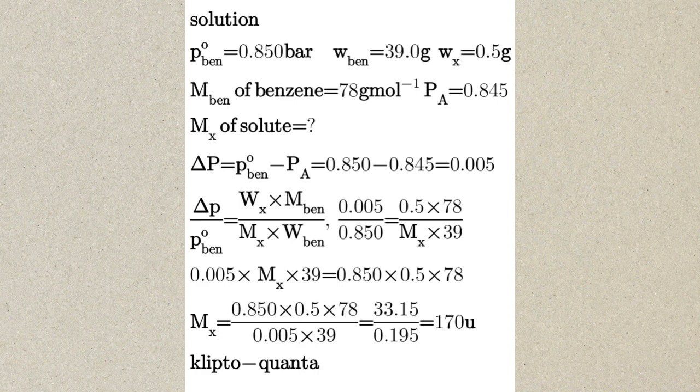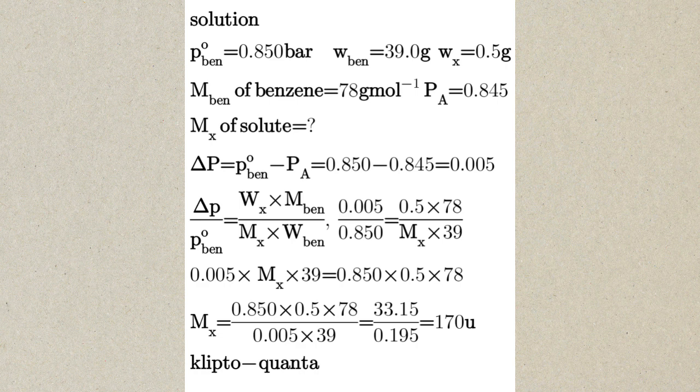That's the lowering of the vapor pressure, which is just the normal pressure of the benzene before it's mixed with solvent, minus the partial vapor pressure after it has mixed with the solvent, and everything is listed there. That will give us 0.005. Then from there we are only looking for the molecular mass of the non-volatile, which makes it easier.